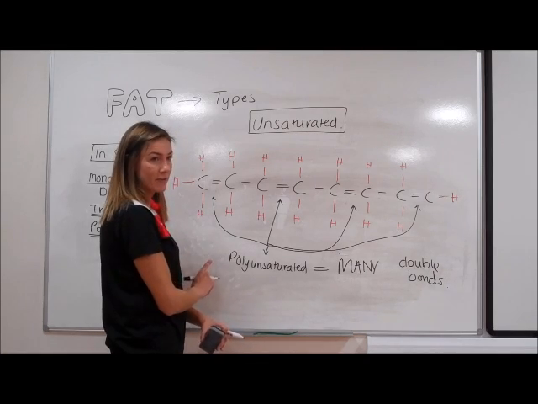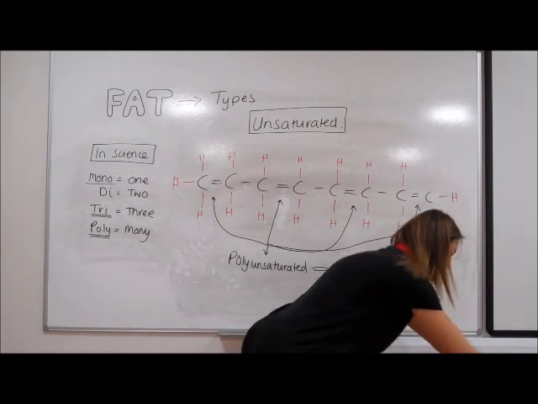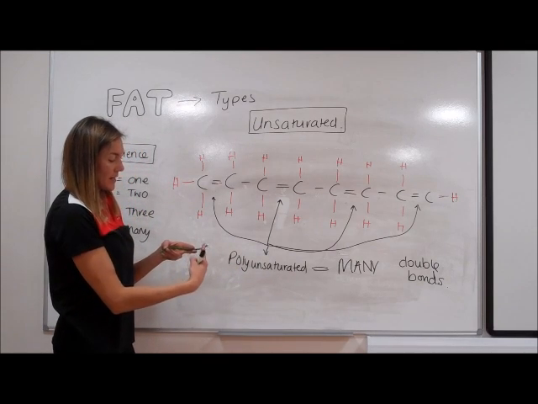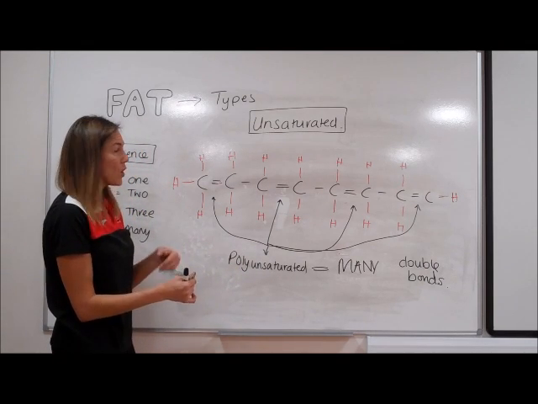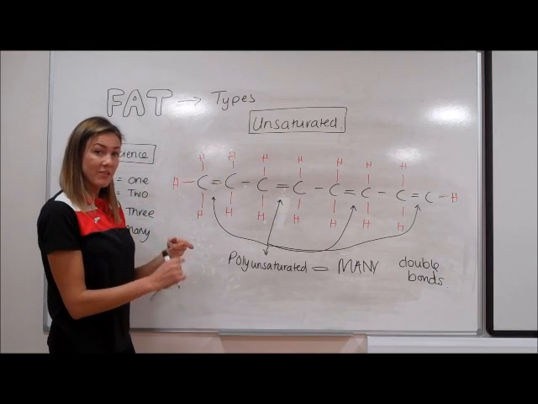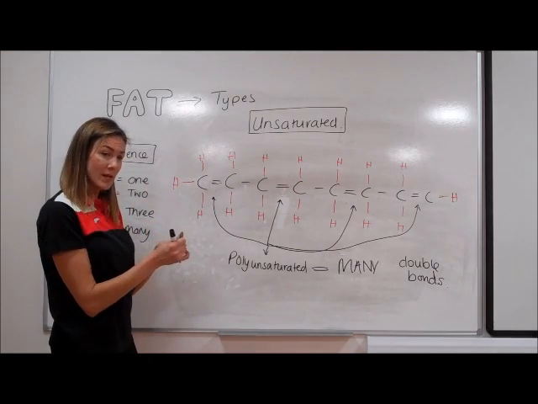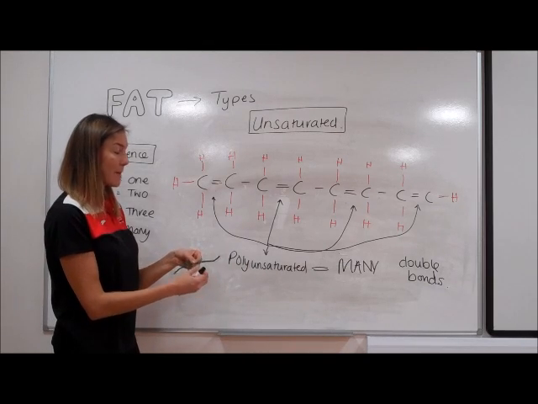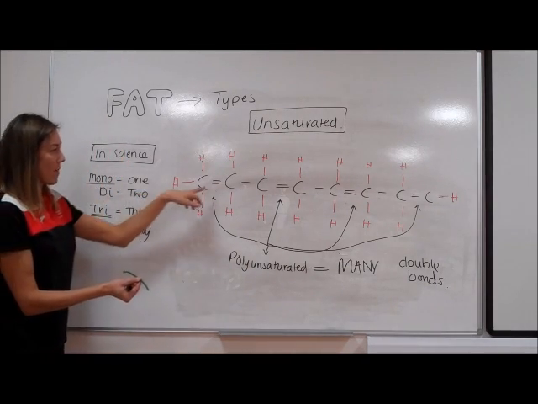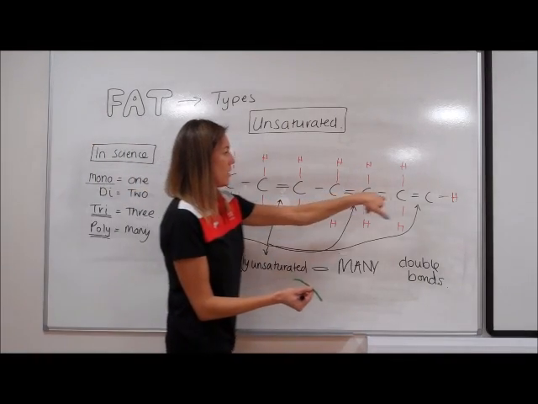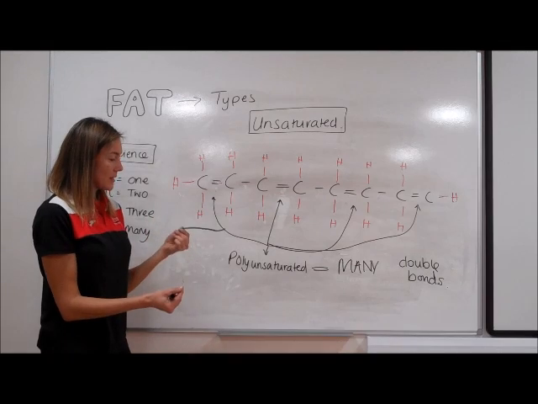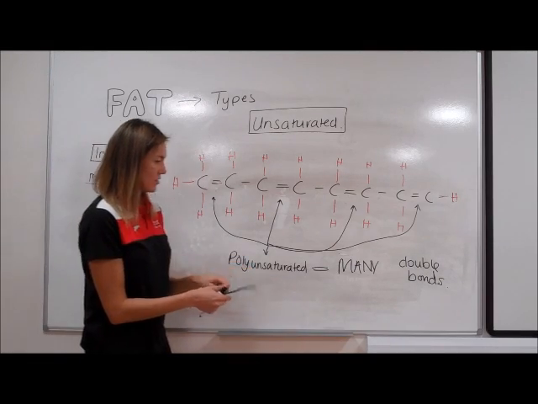So just to clarify, in a saturated fat, the carbons are linked by single bonds. Unsaturated fats have double bonds. If there is just one double bond between the carbon atoms, it's a monounsaturated fat. And if there are many double bonds linking the carbon atoms together, it is a polyunsaturated fat.